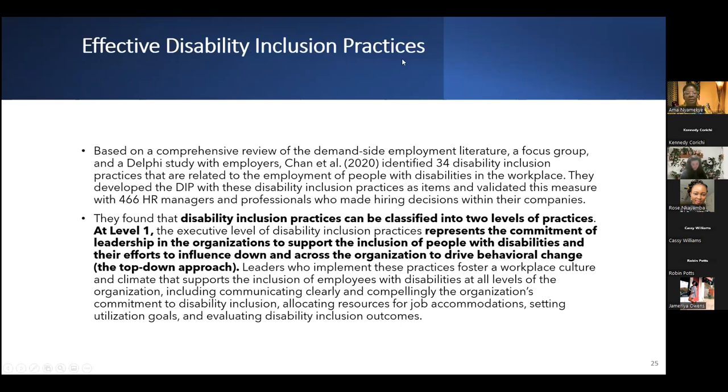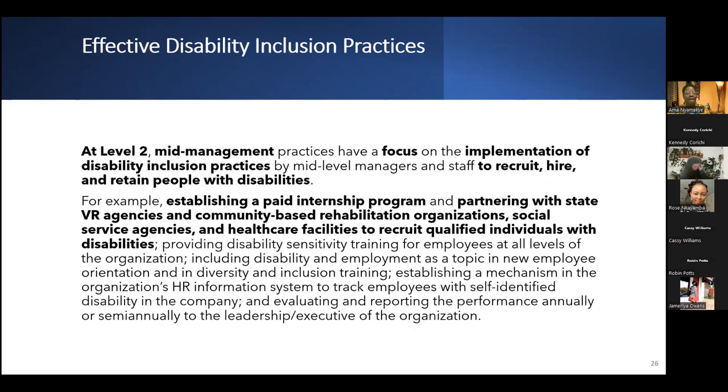So, effective disability inclusion practice. Some research found that disability inclusion practices can be classified in two levels of practice. Level one, the executive level, represents the commitment of leadership of the organization to support the inclusion of people with disabilities and their efforts to influence down and across the organization to drive behavioral change. A top-down approach, so not just within their division, but company-wide. And the second level is mid-management practices, which focus on the implementation of disability inclusion practices by mid-level managers and staff to recruit, hire, and retain people with disabilities.